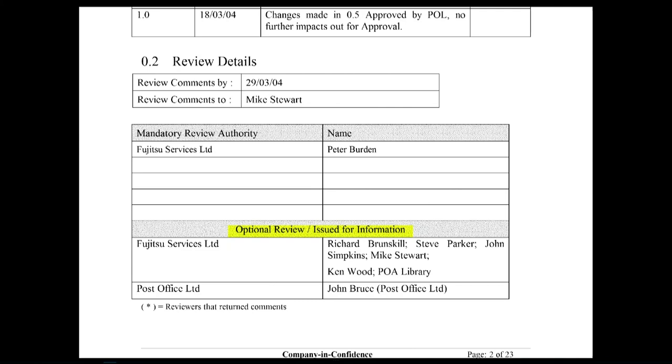And again, the name of Mr. Bruce from Post Office Limited. Can you help us? What does that optional review mean? When the document went out for optional review, the person may or may not return comments on it. If you were a reviewer, you had to return a no comments document. I see. Was that a mandatory review? For a mandatory review of a document, yes, you had to return no comments.